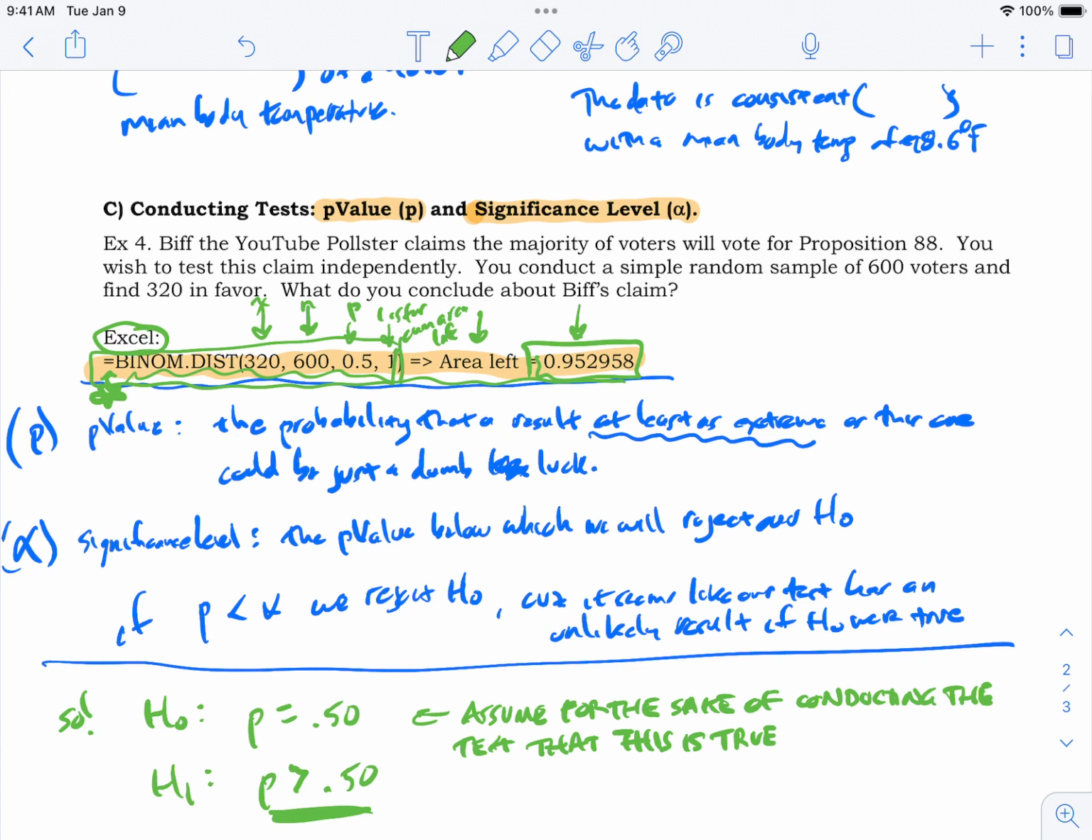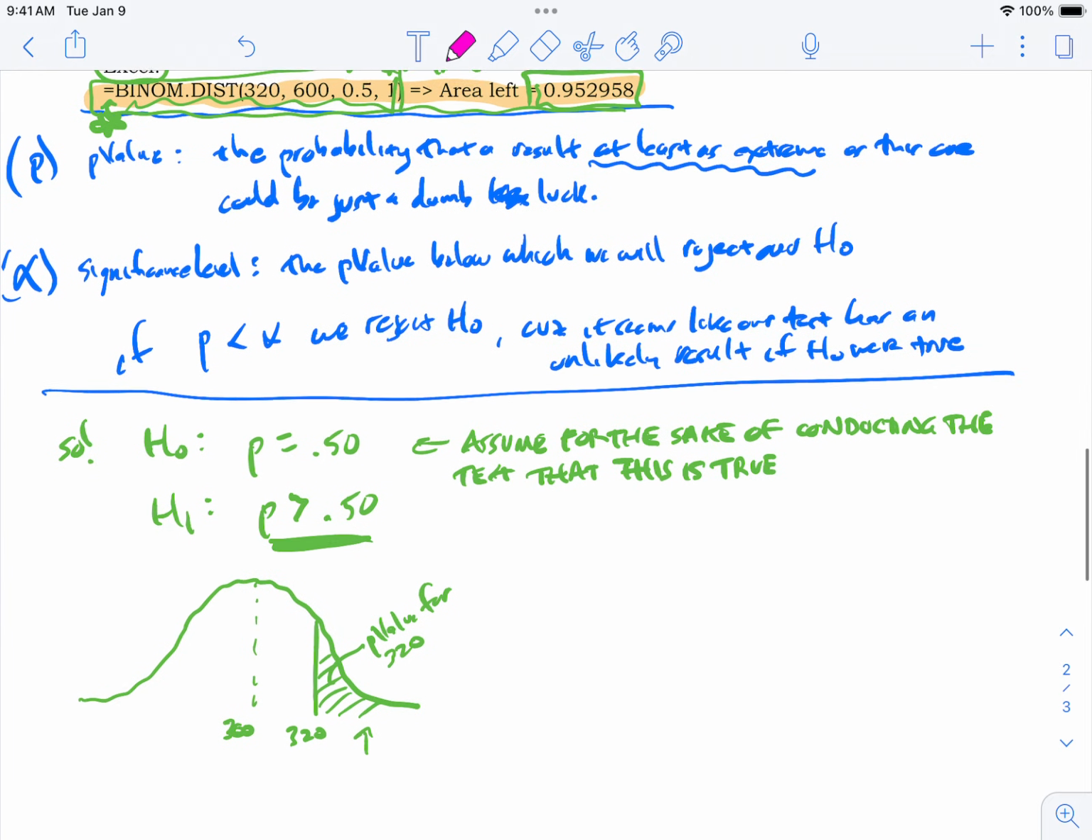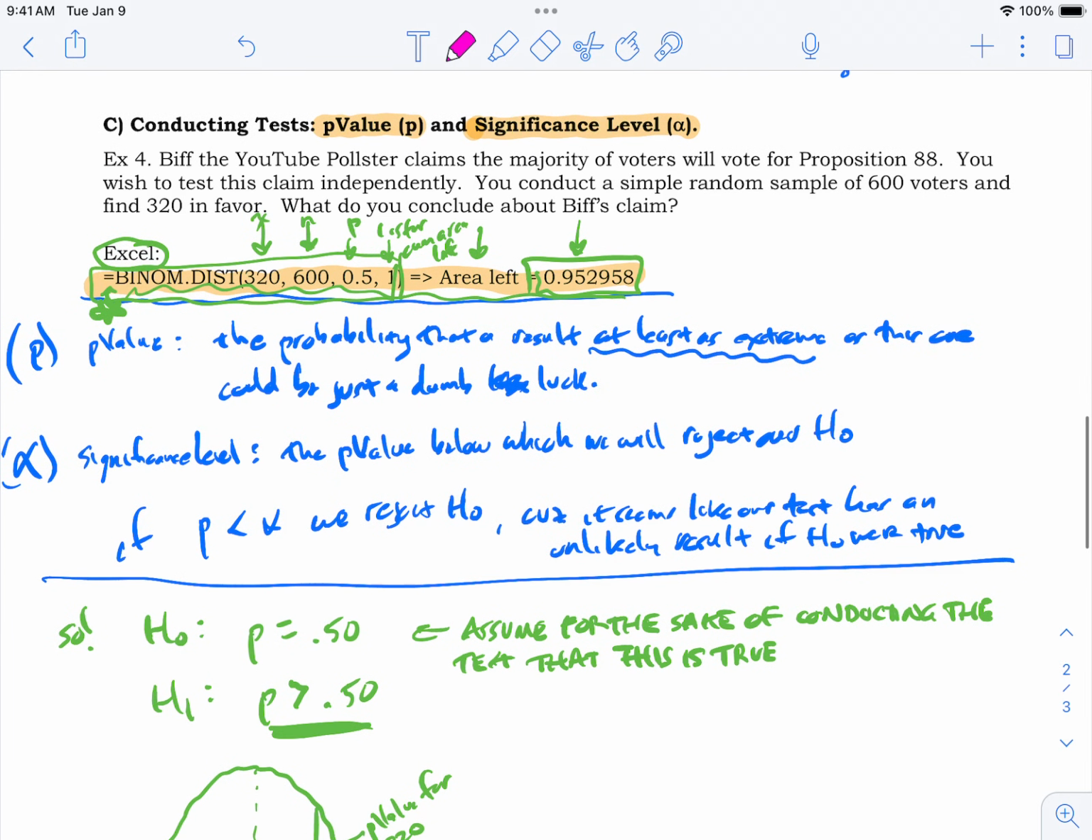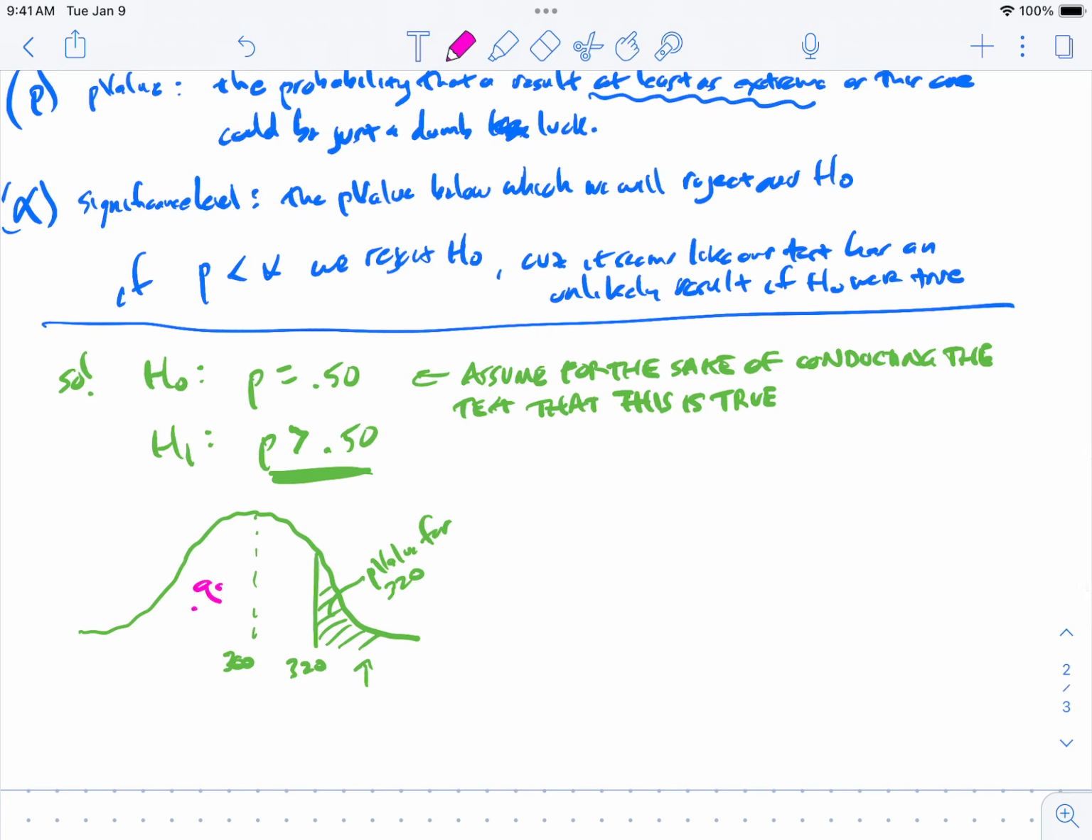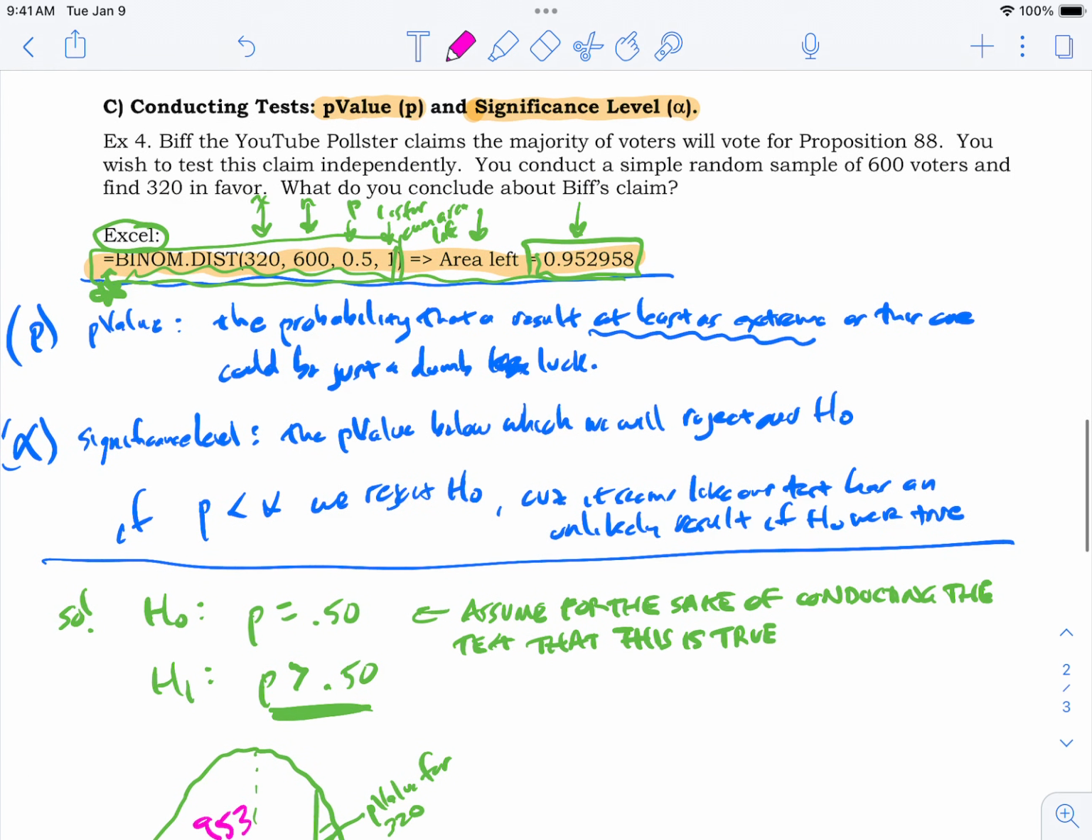So when you get this number, what does it mean? It means cumulative area left. Okay, now I'm going to get a new color. So the cumulative area left, 0.95, let's just round that to 0.953. So Excel says that the area to the left of the 320 here is 0.953. So the area to the right, 1 minus 0.953, which is 0.047. That is our p-value, 0.047.